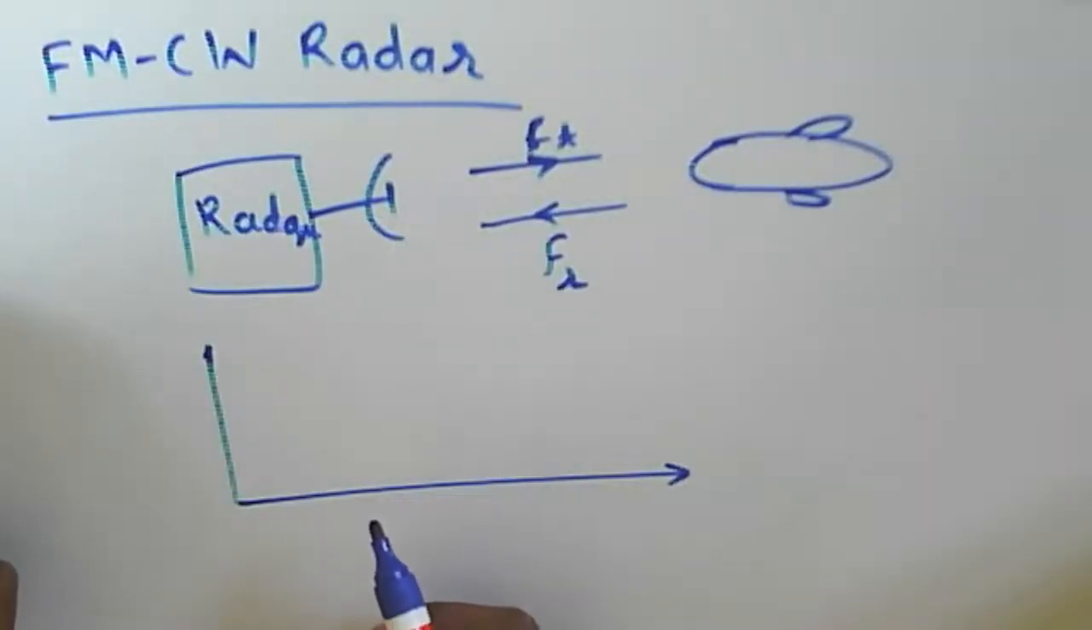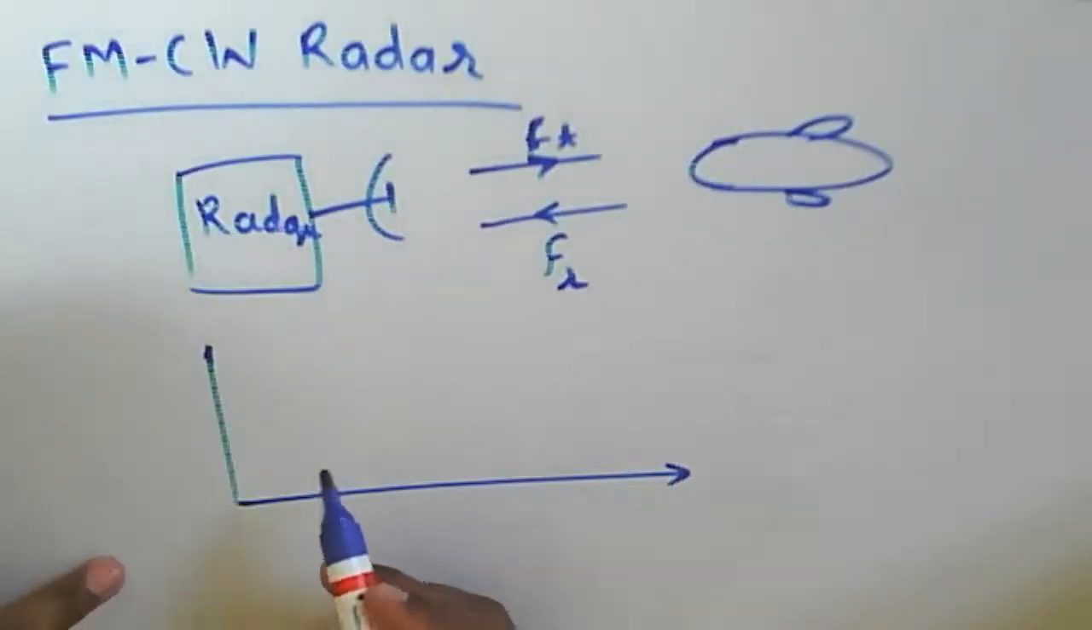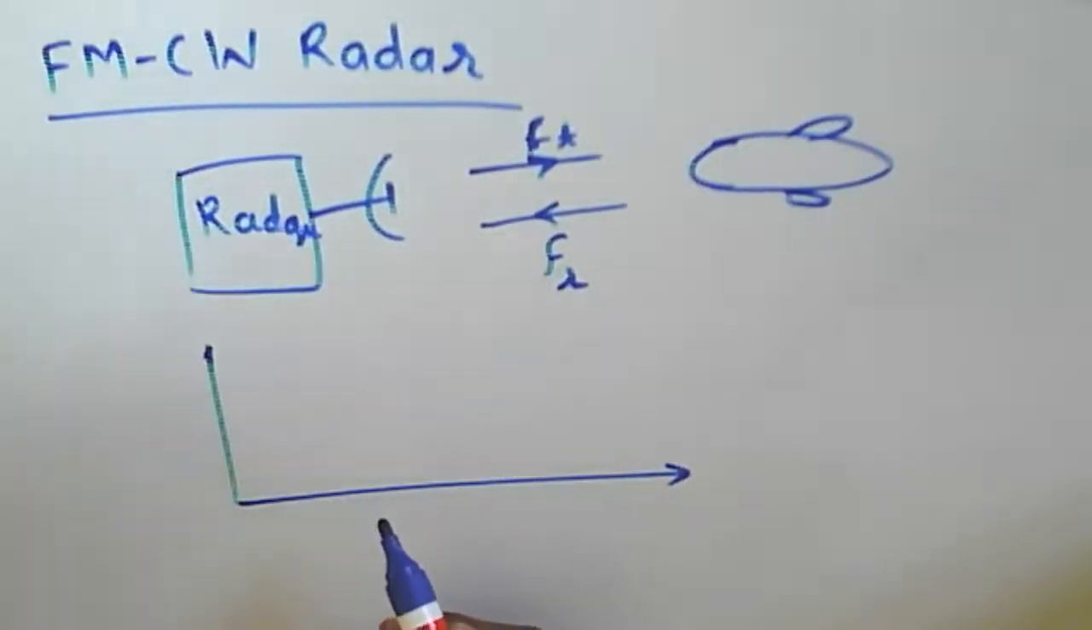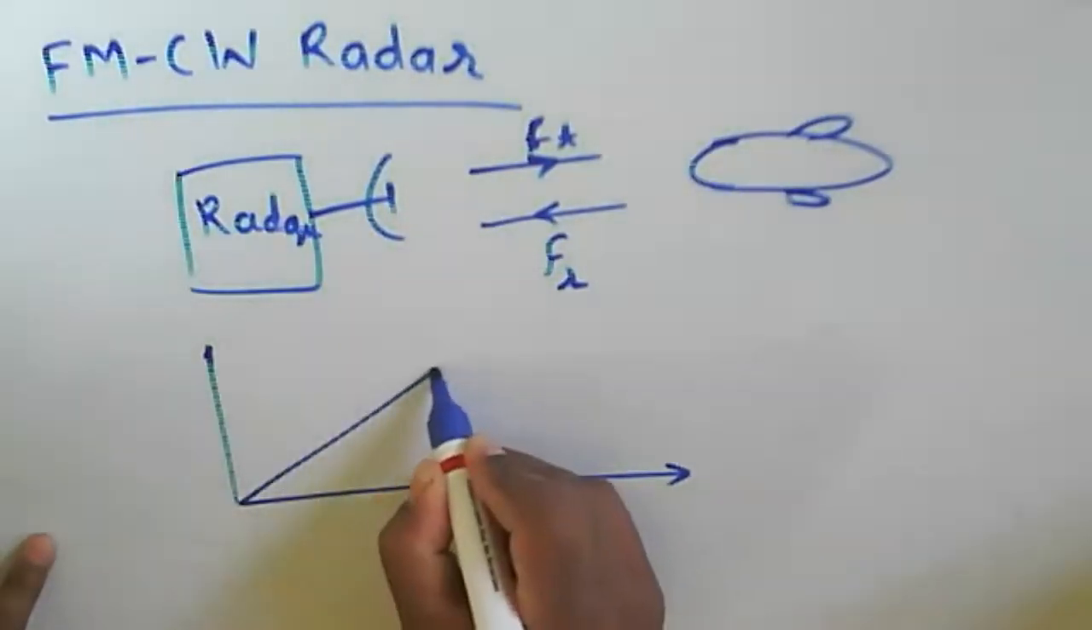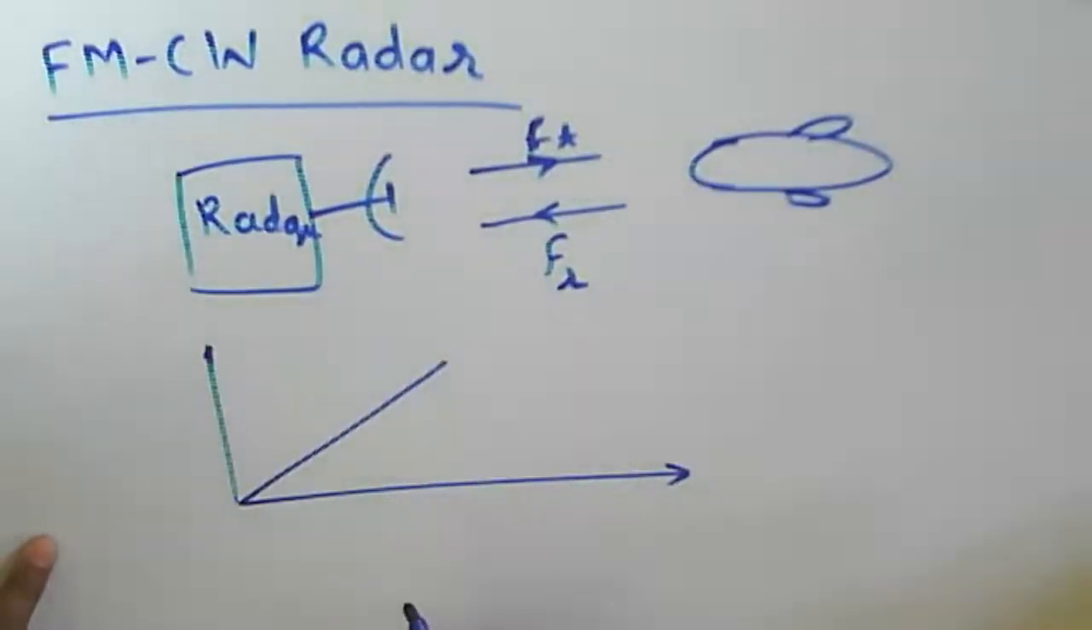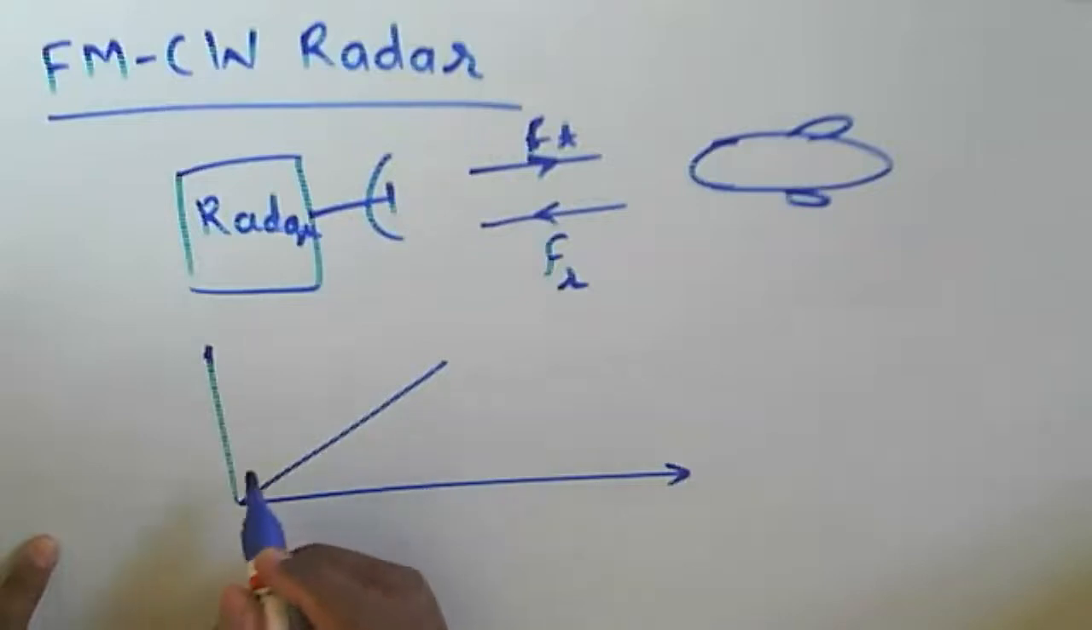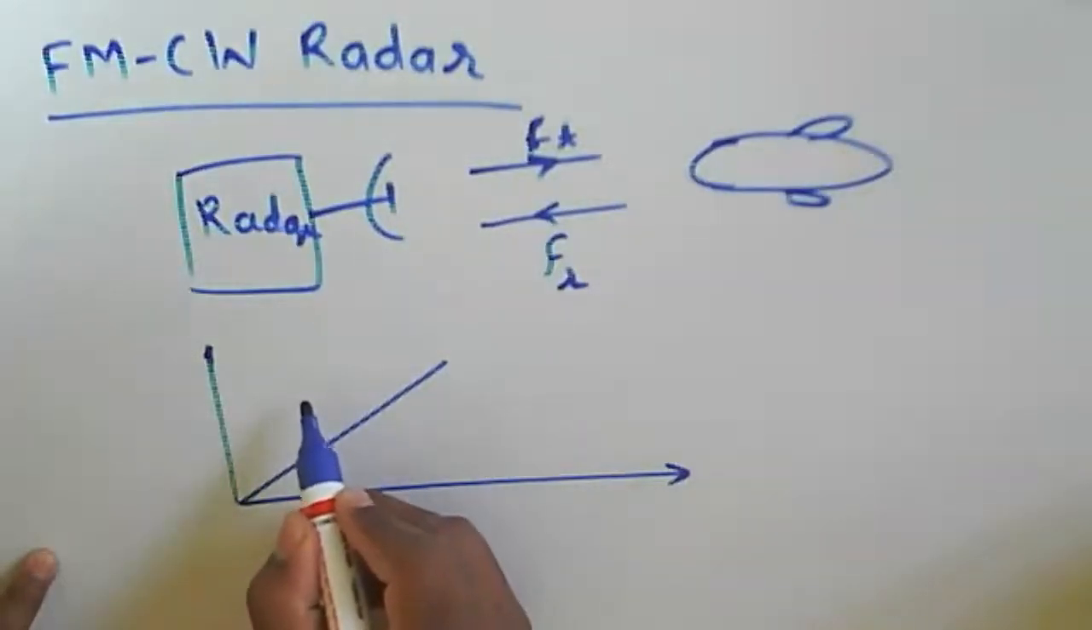So in the case of FMCW radar, there will be a frequency modulation. We suppose to consider that the frequency modulation will be linear. In that case, the frequency increases linearly, and this one is about your transmitted signal.